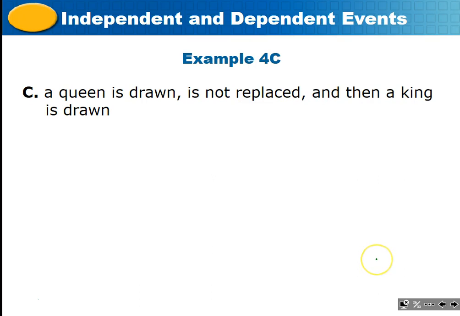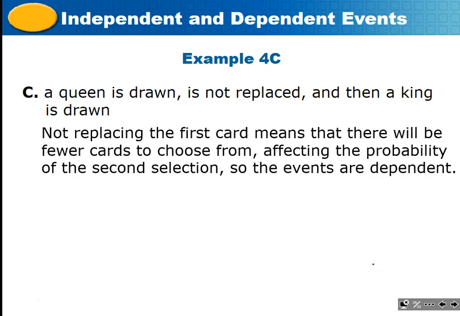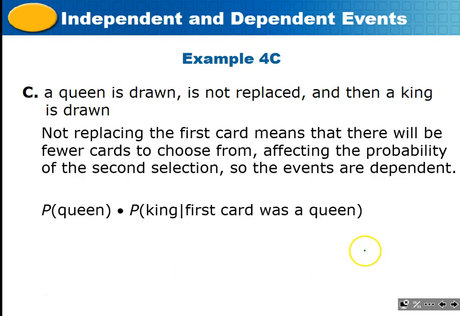All right, a queen is drawn, not replaced, and then a king is drawn. So again, because that word not replaced is there, we know that this is dependent. Not replacing the first card means there'll be fewer cards to choose from, affecting the probability of the second. So the events are again dependent. So the probability of a queen is 4 over 52 because there are 4 queens in the deck.